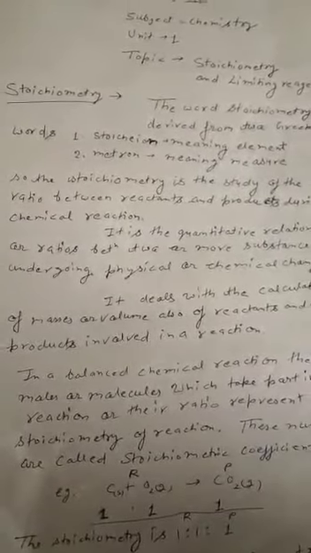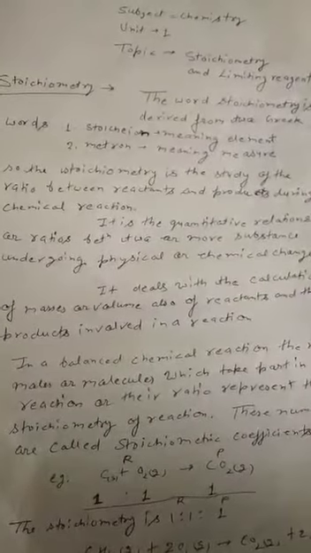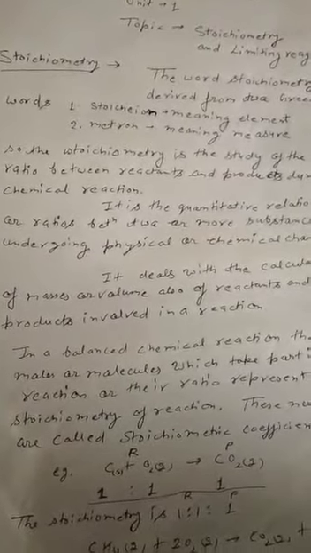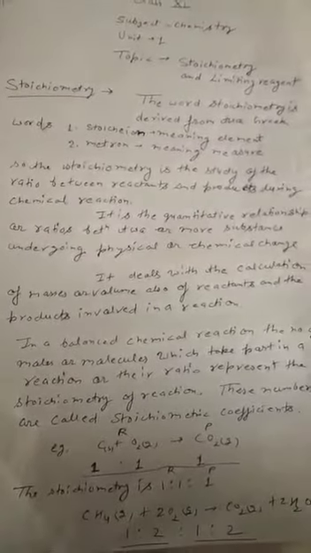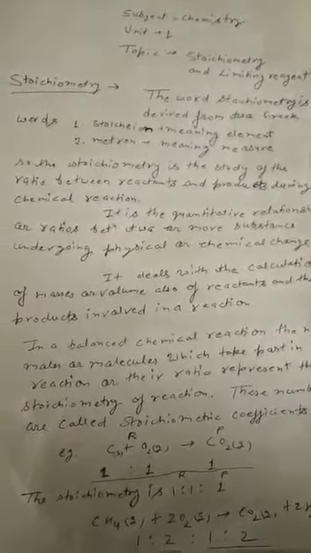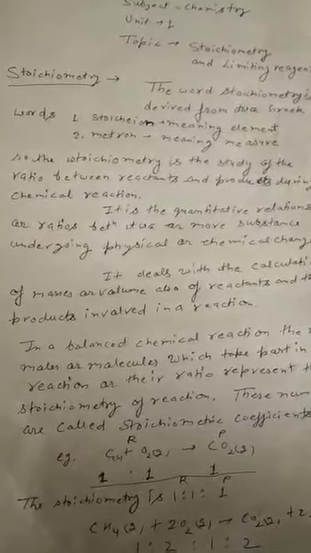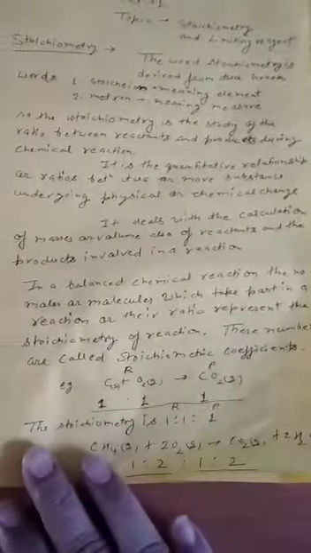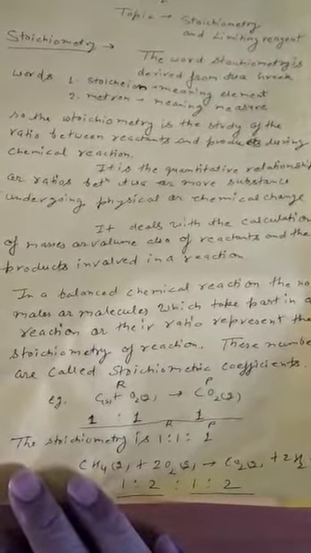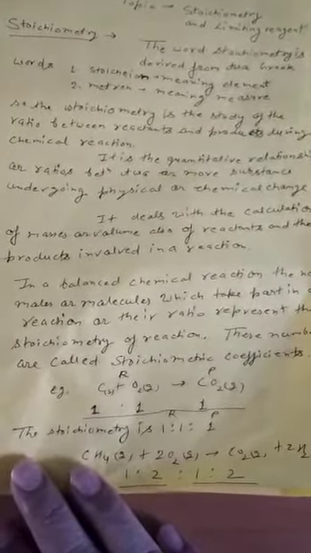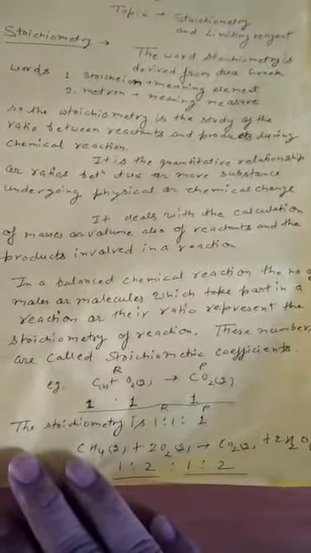It is a quantitative relationship or ratio between two or more substances undergoing physical or chemical change. It deals with the calculation of masses or volumes of reactant and the product involved in a chemical reaction. So in a balanced chemical reaction, the number of moles or molecules which take part in the chemical reaction, or their ratio, represents the stoichiometry of the reaction, and these numbers are called stoichiometric coefficients.